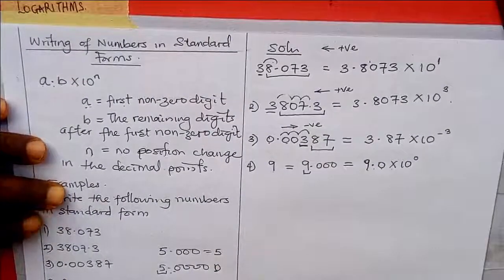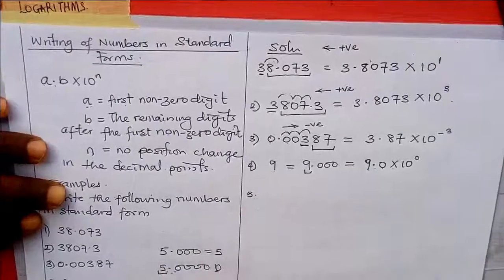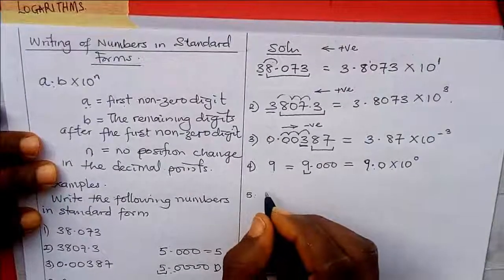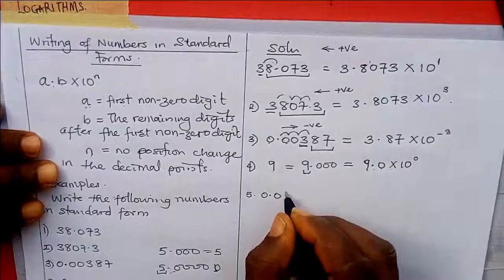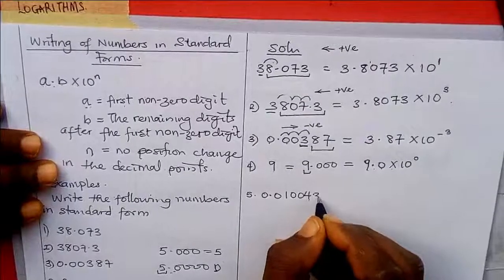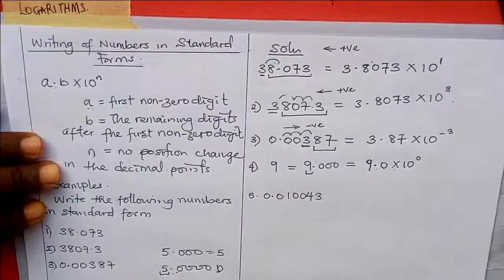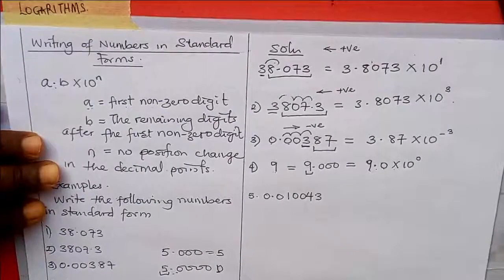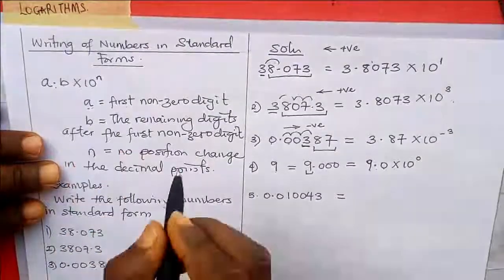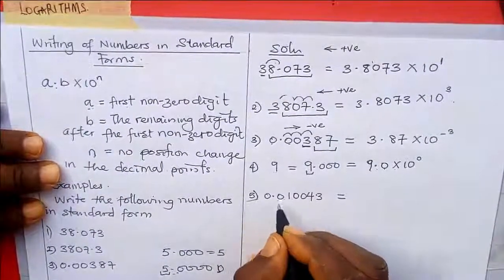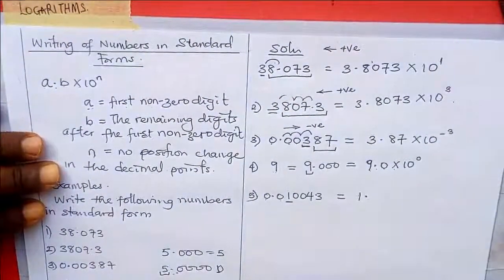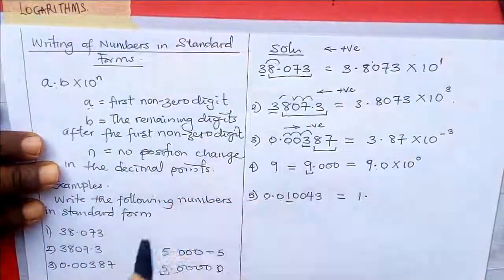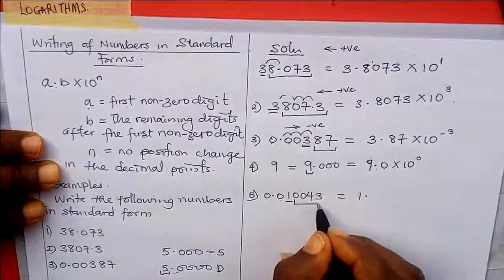So thank you. We move to the next one, the fifth example. The fifth example we have is 0.010043. So how do we write it in standard form? We still follow the same principle. We write our A. Our A is the first non-zero digit. This is 0. This is 0. So this is the first non-zero digit, which is 1. Point B. B is the remaining digits after the first non-zero digit. So these are the remaining digits.